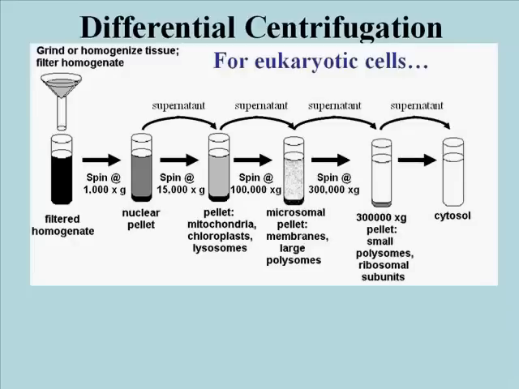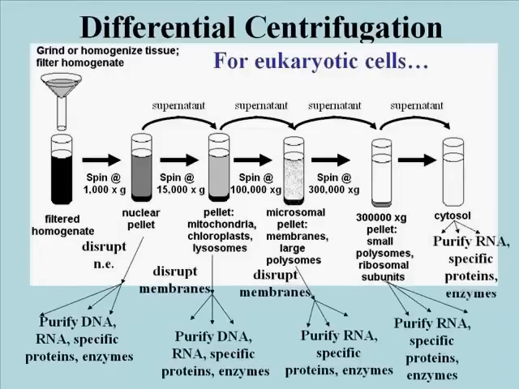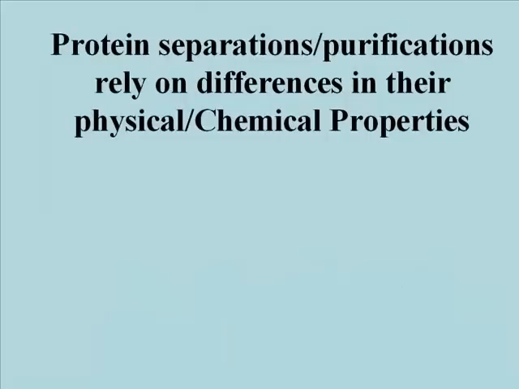At this point, proteins can be separated and purified from each cell fraction by first disrupting organelle membranes or disrupting protein-protein interactions. The goal is to first separate proteins from other kinds of molecules like DNA and RNA as shown here, and then to purify individual proteins from mixtures of proteins. How do we do that? Well, proteins differ in physical and chemical properties.